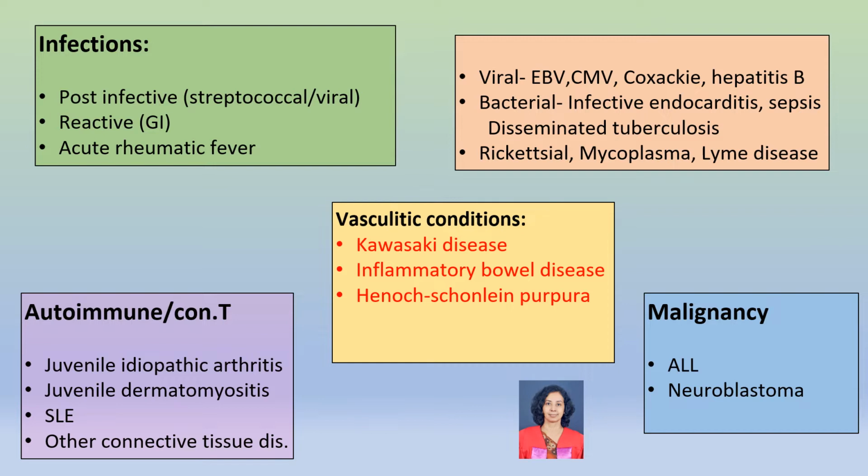So what are the viral infections that could lead to post-infective arthritis? Common viral infections like Epstein-Barr virus, cytomegalovirus, Kawasaki, hepatitis B, all could cause inflammatory arthritis in children. Bacterial infections like infective endocarditis, generalized sepsis, and even disseminated tuberculosis can lead to joint arthritis or arthralgias during an acute infection.